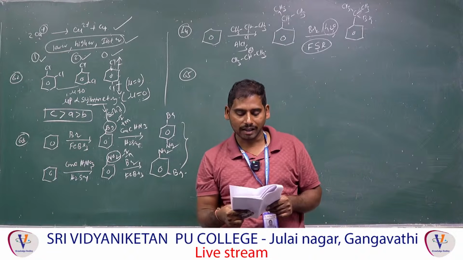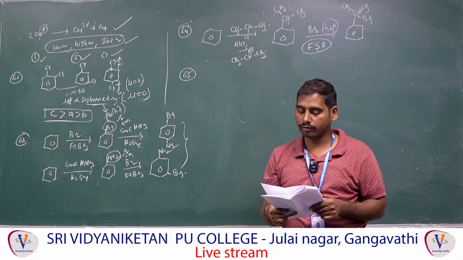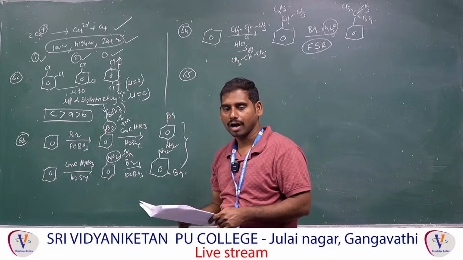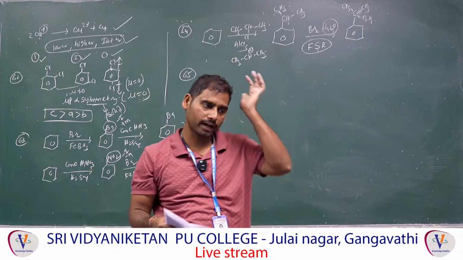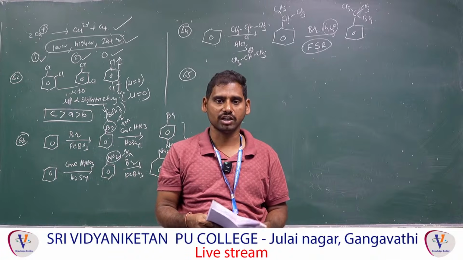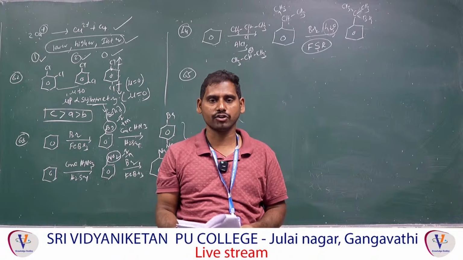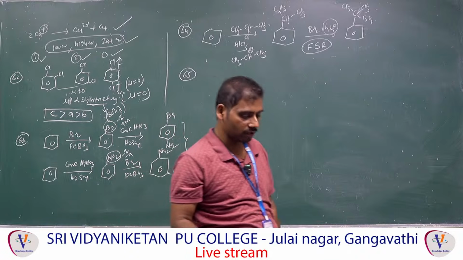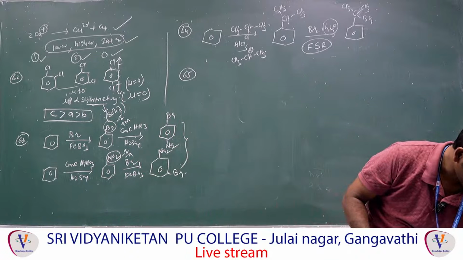Correct option. Allyl and benzyl halides show high reactivity towards SN1. Allyl and benzyl halides are more reactive because the allyl carbocation and the benzyl carbocation are both more stable, because they have conjugation. Conjugation means it involves resonance.